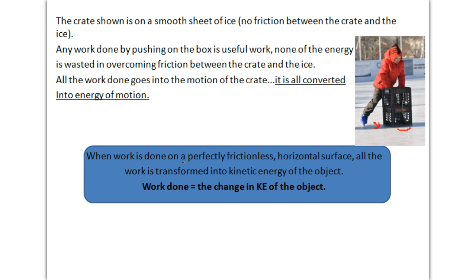When work is done on a perfectly frictionless horizontal surface, all the work is transformed into kinetic energy of the object. So there's a couple conditions here you need to remember. It has to be frictionless, a horizontal surface, and the work has to be transformed into kinetic energy, energy of motion. So the work done equals a change in kinetic energy of the object. If we don't meet these conditions, then you can't use the work energy theorem.